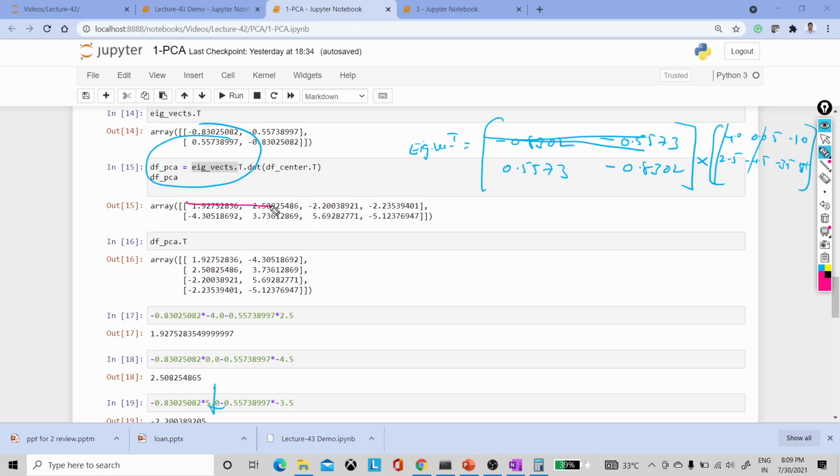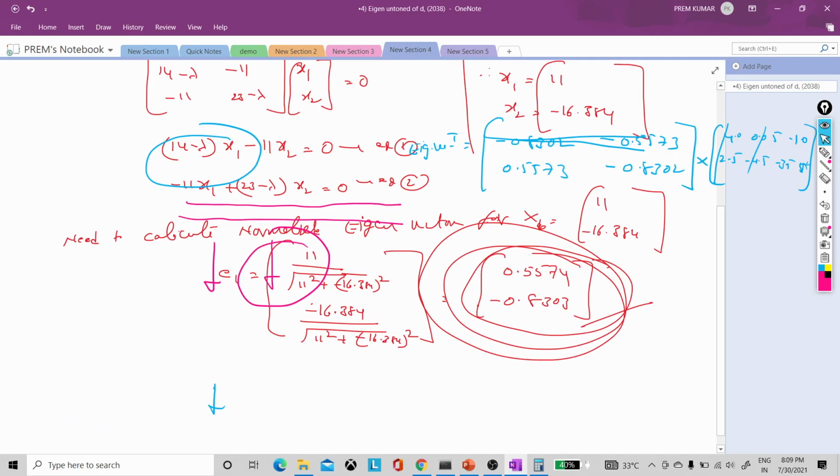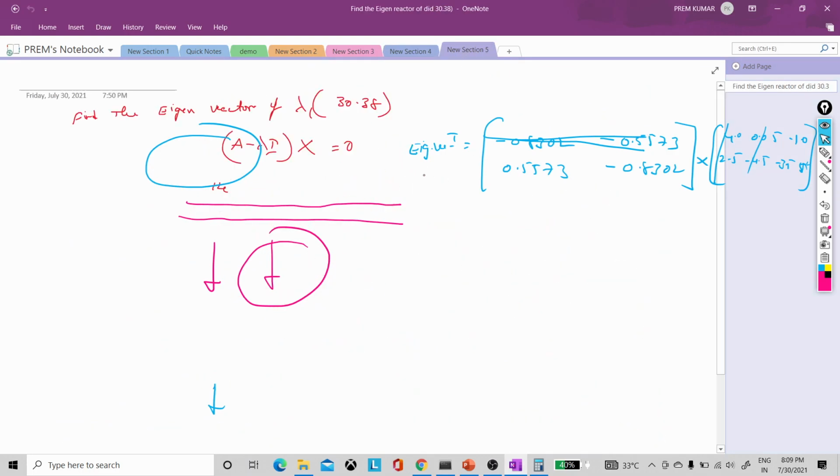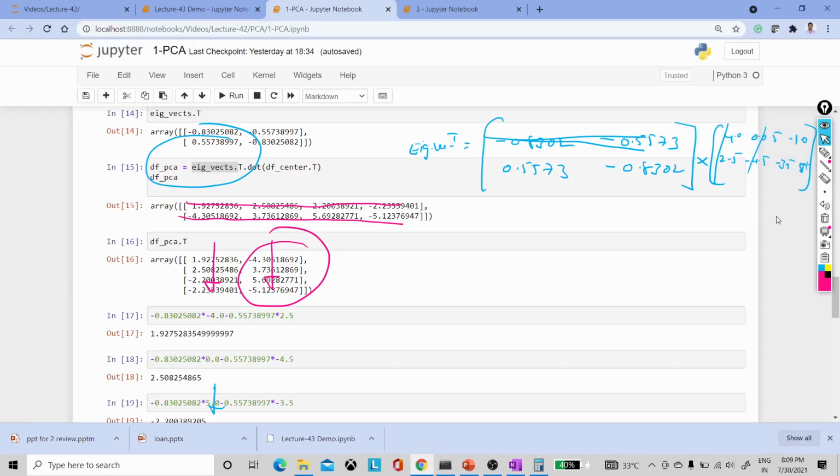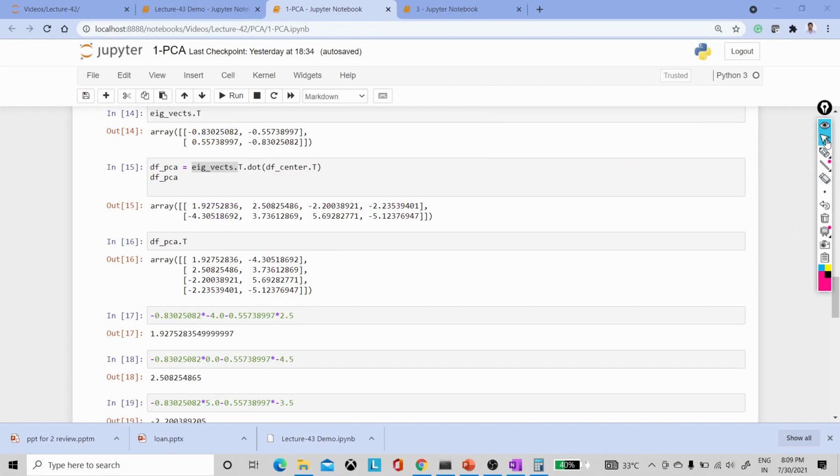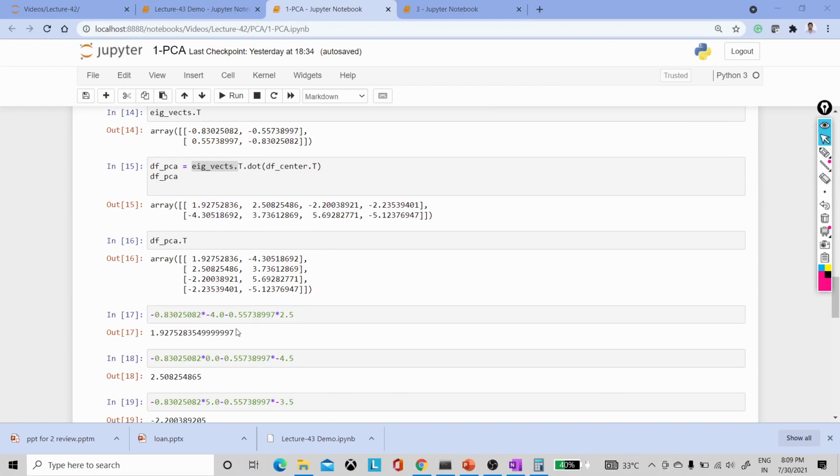So this first row will be converted into the first component, and this second row will be converted into the second component. So the same values that we got, the same result will be calculated manually here. So this is the way we can calculate the PCA manually.